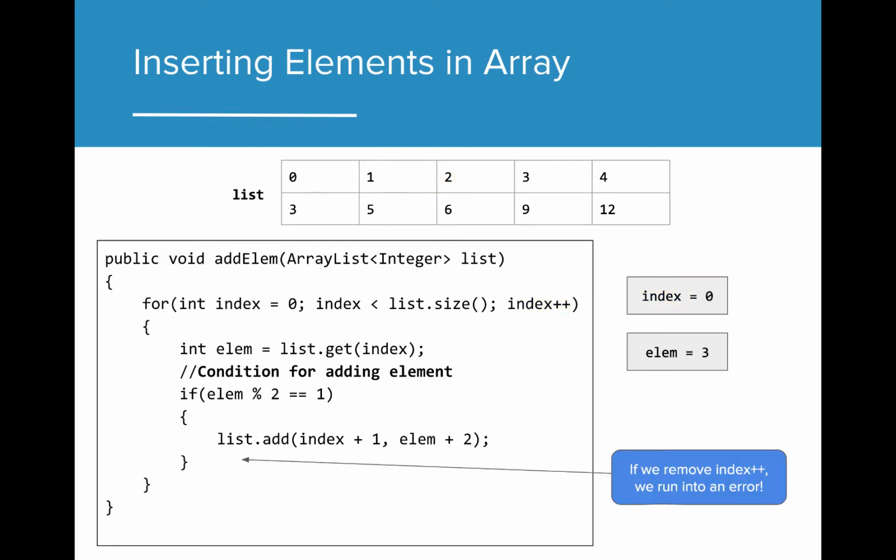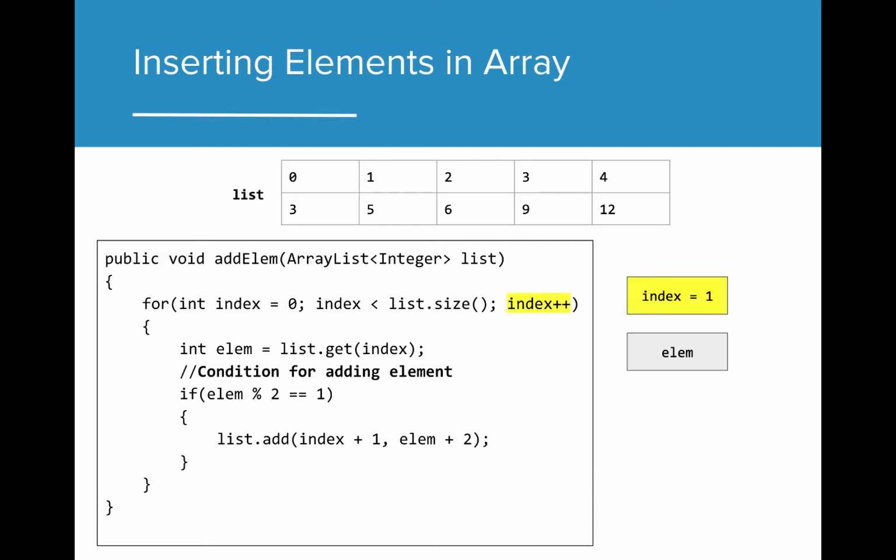If we were to remove the index plus plus command in our code, we would run into a serious bug. After adding the value 5 to the array list, the value of index would be increased to 1. Now the value of elem would be 5, the value that was just added to the array list. 5 is odd, so it will return true, and the if statement will execute.